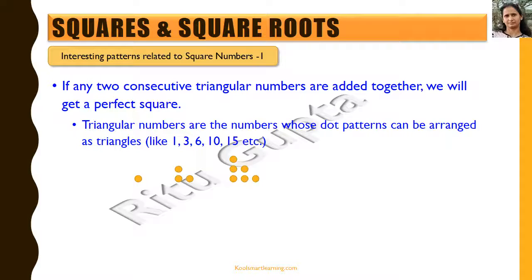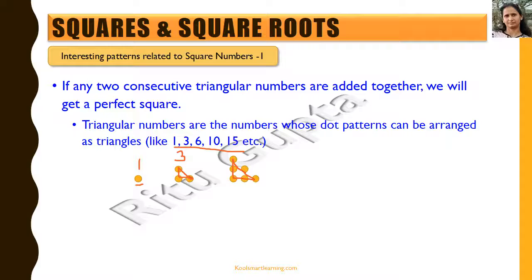So if we have the number 1, this is how you arrange it. If we have the number 3, the 3 dots can be arranged to form a triangle like this. The next number in the series is 6, which can be arranged in this format to make a triangle. So these are all called triangular numbers. The triangular numbers are 1, 3, 6, 10, 15, etc.